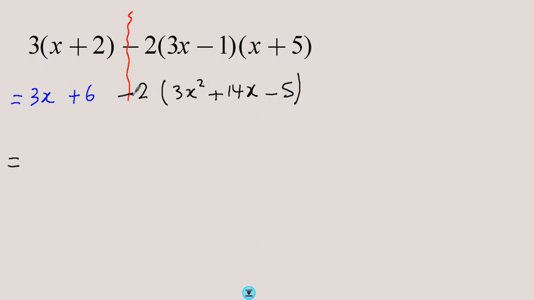My first term is going to be minus 6x squared. And when I expand, I have minus 2 times 14, which is negative 28x, plus 3x, so it's minus 25x. And I also have the negative 2 times the negative 5, it's 10, plus 6 is plus 60. And that's your expansion.